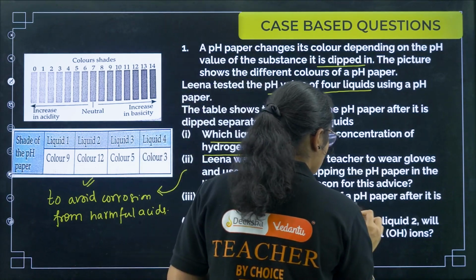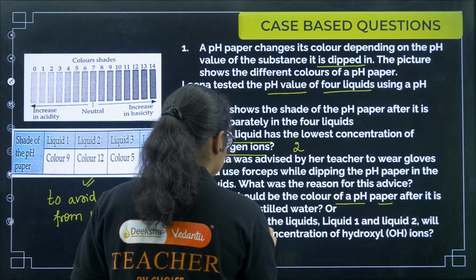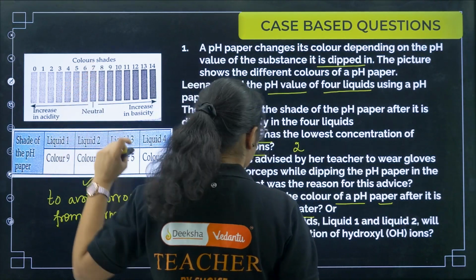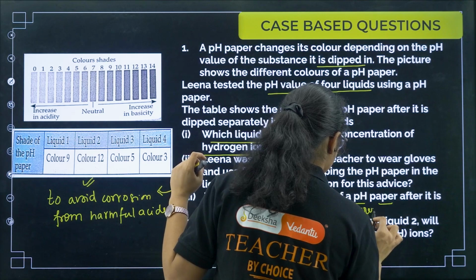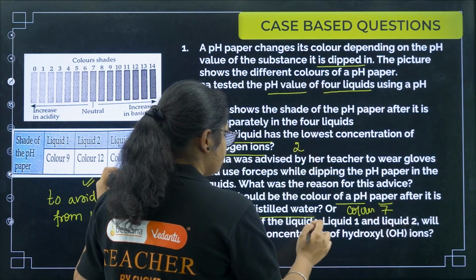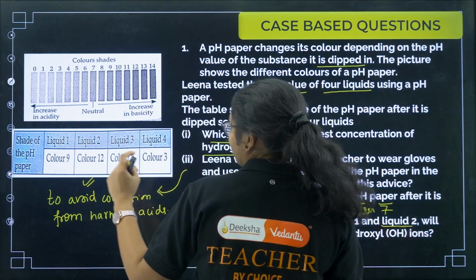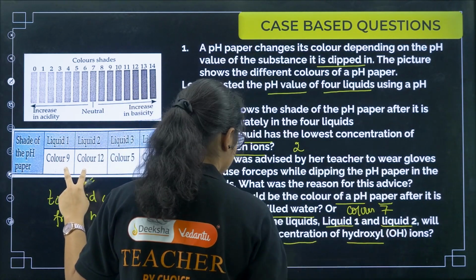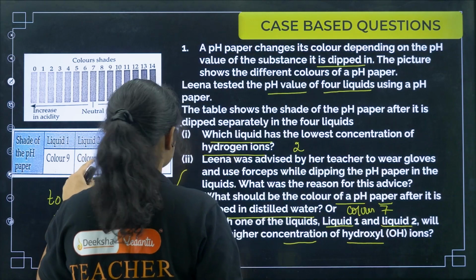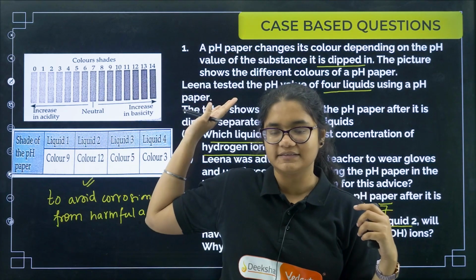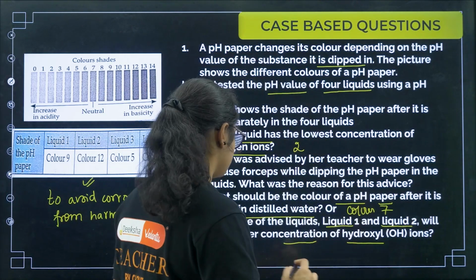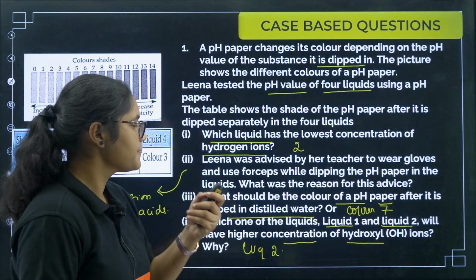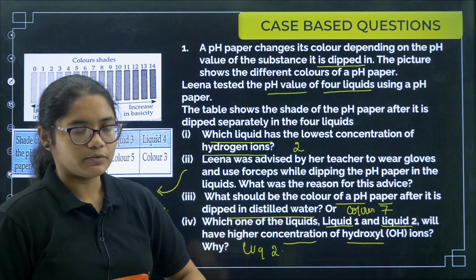Next, what should be the color of a pH paper after it is dipped in distilled water? In distilled water it is neutral, so what should be the color? Color 7 should be there. Next, which one of the following liquids, liquid 1 or liquid 2, will have higher concentration of hydroxyl ions? Liquid 2 is more basic because it is towards the basic side, right? More basic, that is why it will have more OH- ions. You can write, because it is more basic.